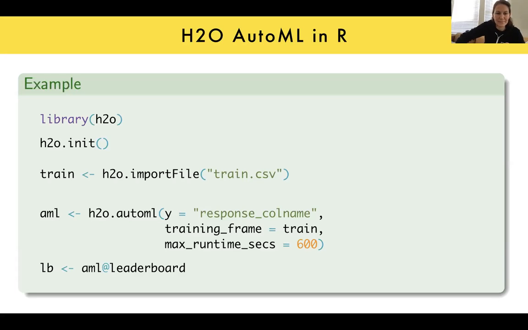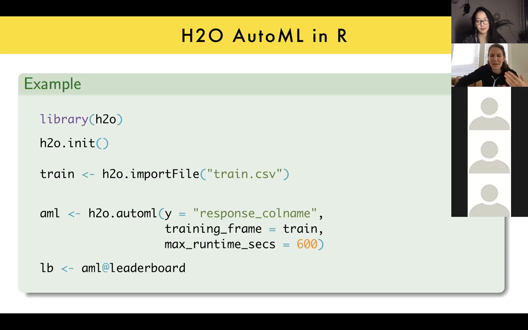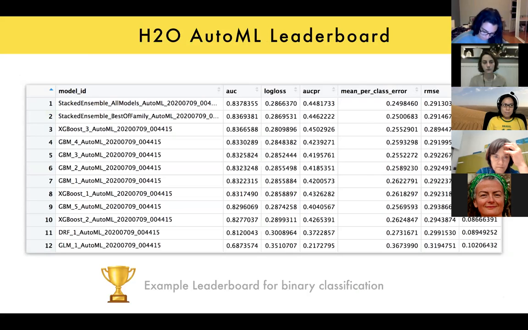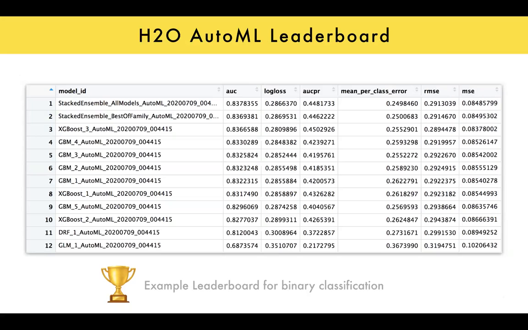And then once it's done, you have this object, AML, I've called it, and there are different things stored in there. One of the main things you want to look at is what we call the leaderboard, because that's going to show you what models got trained and what their performance is compared to each other. So this is what it might look like. It's basically just a data frame with some information.